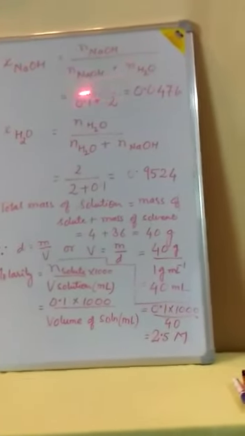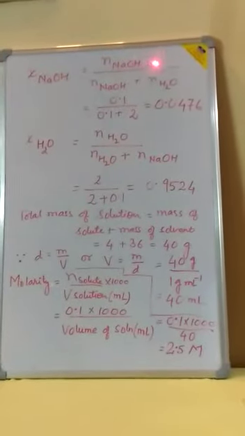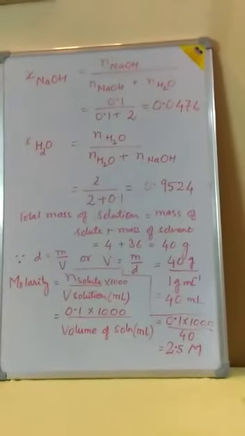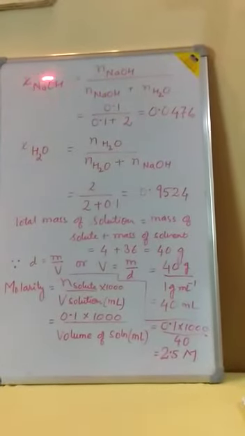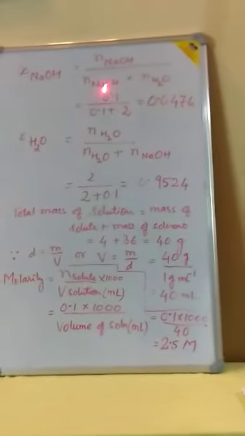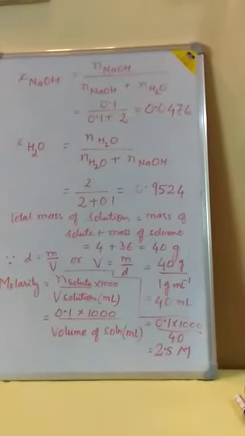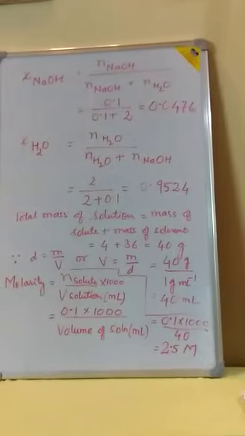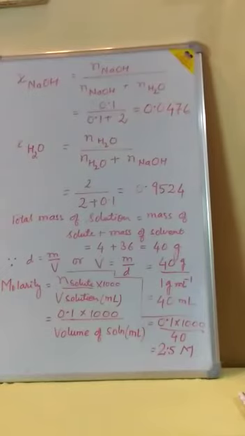Now, as per expression of mole fraction, we know that mole fraction of component A, for example, component A is sodium hydroxide and component B is water, if you consider for the time being. X NaOH equals number of moles of NaOH divided by total number of moles. So 0.1 divided by 0.1 plus 2. As we have calculated, it equals 0.0476.